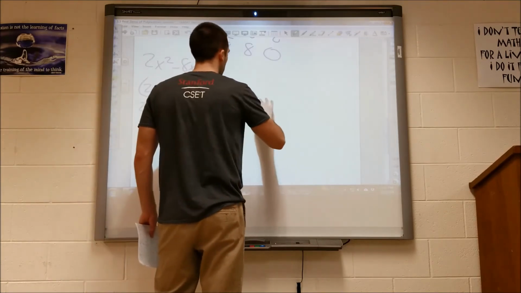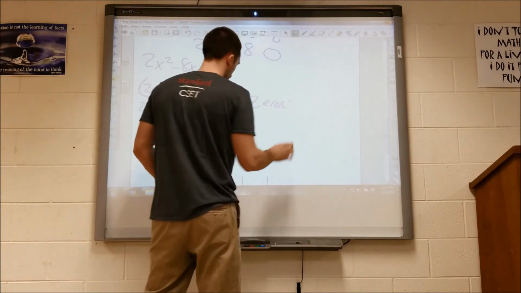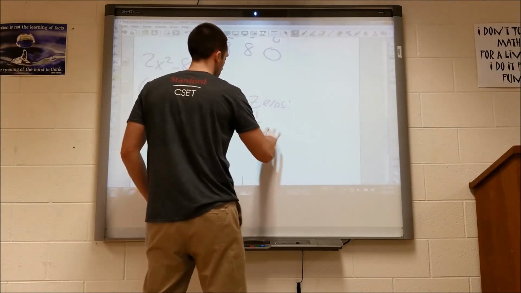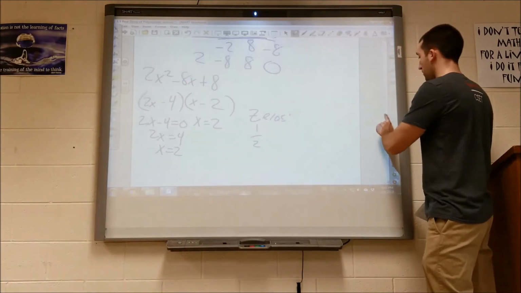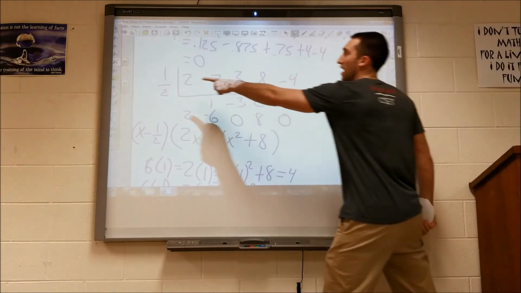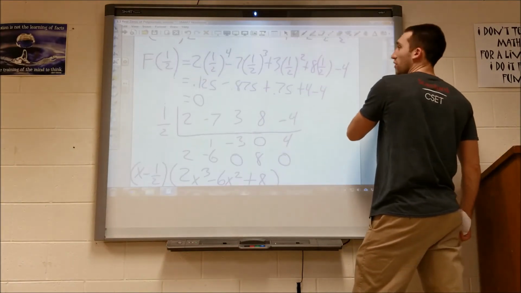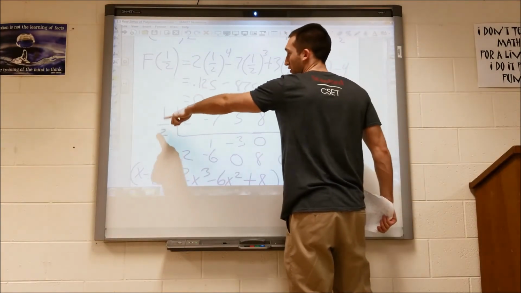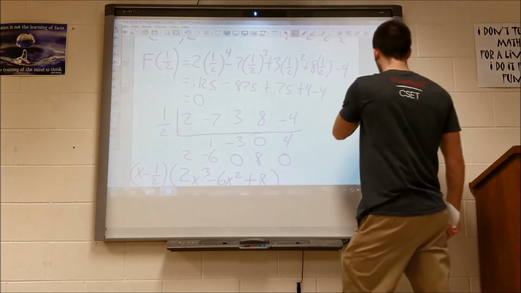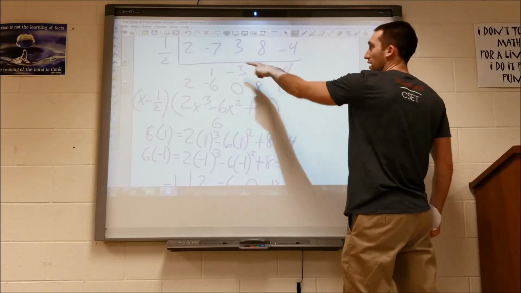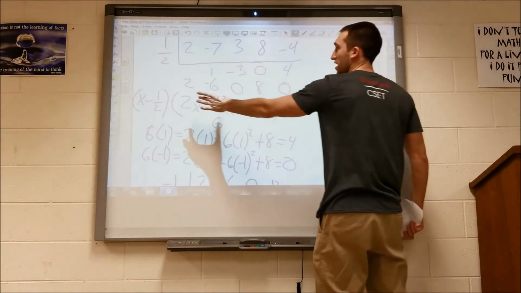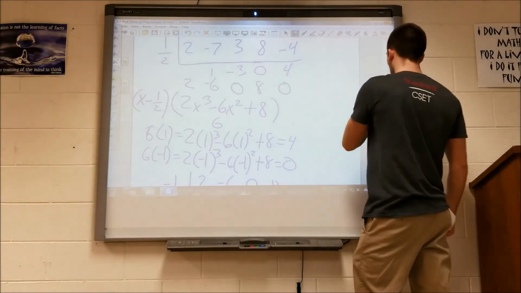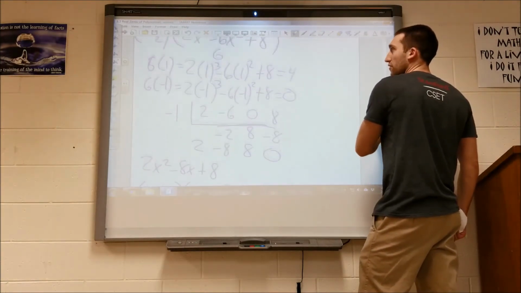So my zeros were 1/2. 1/2 was the first 0 I found, right? When I plugged 1/2 in, I found that my function equals 0. So after I synthetically divided, I proved 1/2 was a 0 of my function, and it left me with this remaining polynomial. Okay, so 1/2 was my first 0.